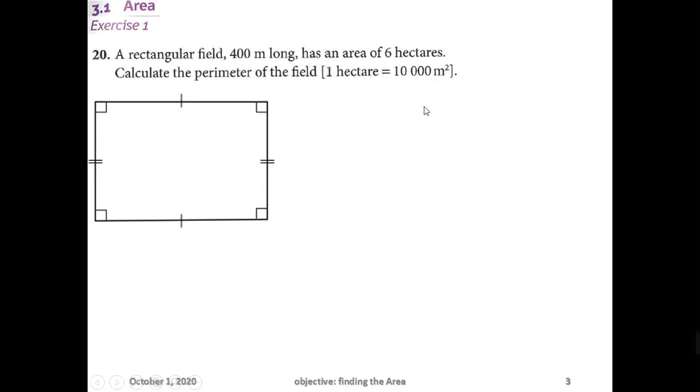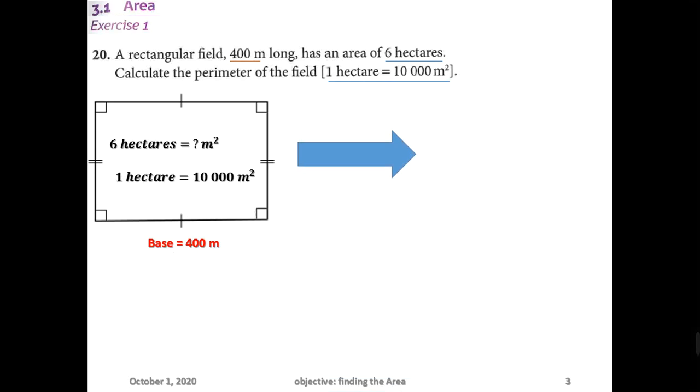So this is the rectangle and the 400 meter long. So this is the base or the length of the rectangle, which is 400 meter. The area is 6 hectares. So that is the area, as I just explained, is equal to I don't know how much meter squared. And the fact that's given to us in the question, 1 hectare is equal to 10,000. Cross multiply.